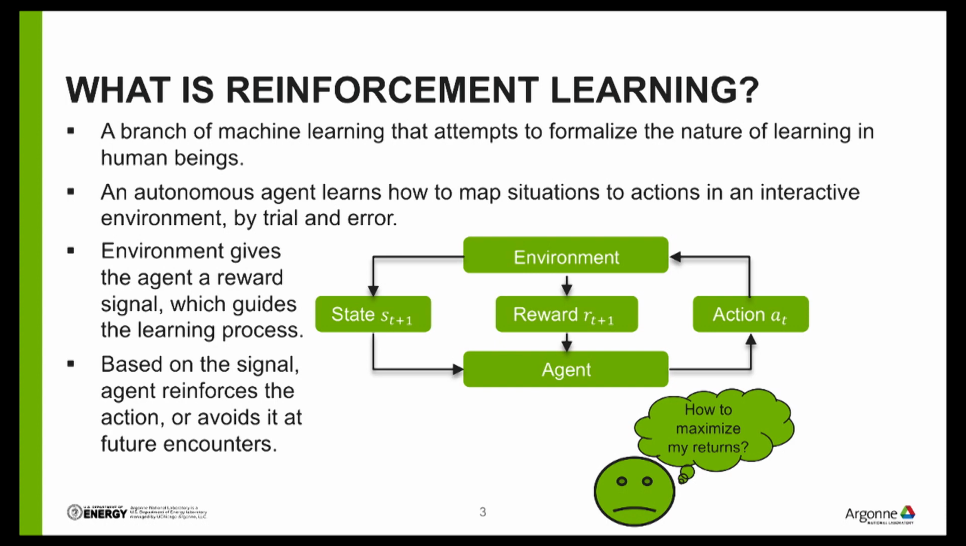In our machine learning framework, we have an autonomous agent which learns to map situations or states to actions in an interactive fashion and by repeated interaction with the environment. The environment gives the agent a reward signal to guide the learning process. Based on the reward signal, the agent either reinforces the action because it produced a good reward, it was a good action, or it will avoid this action at future encounters because this reward was probably bad or it resulted in a penalty. Having that said, the objective here is how to maximize the collected rewards over time.